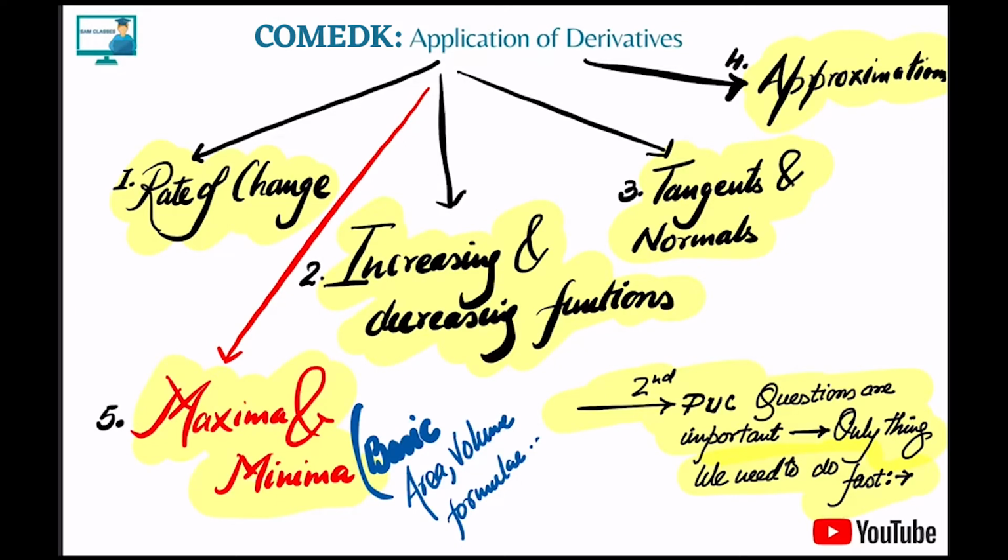And one very important thing is, a lot of second PU questions are important. Since they are giving you a second PU question, don't think that we have to solve everything fully. We need to find a way or a method to solve it in the least possible time. And in our case, we have to solve in less than 30 seconds. That is our main target.